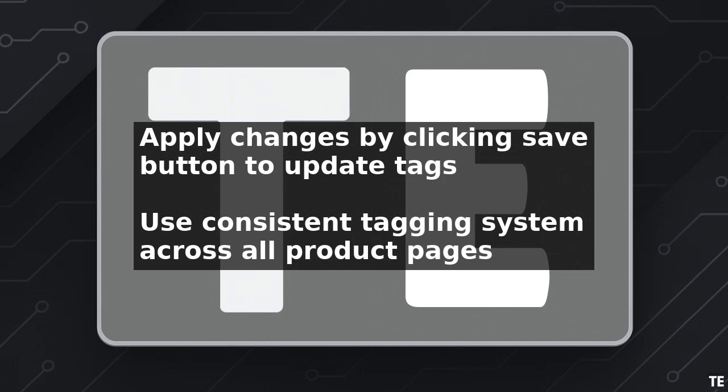You should also use tags that are relevant to your products and avoid using tags that are too broad or too narrow. By following these steps and best practices, you can add tags to your Shopify product pages quickly and easily, and improve your store's search functionality and product organization. This will help you provide a better shopping experience for your customers and increase your sales and revenue.